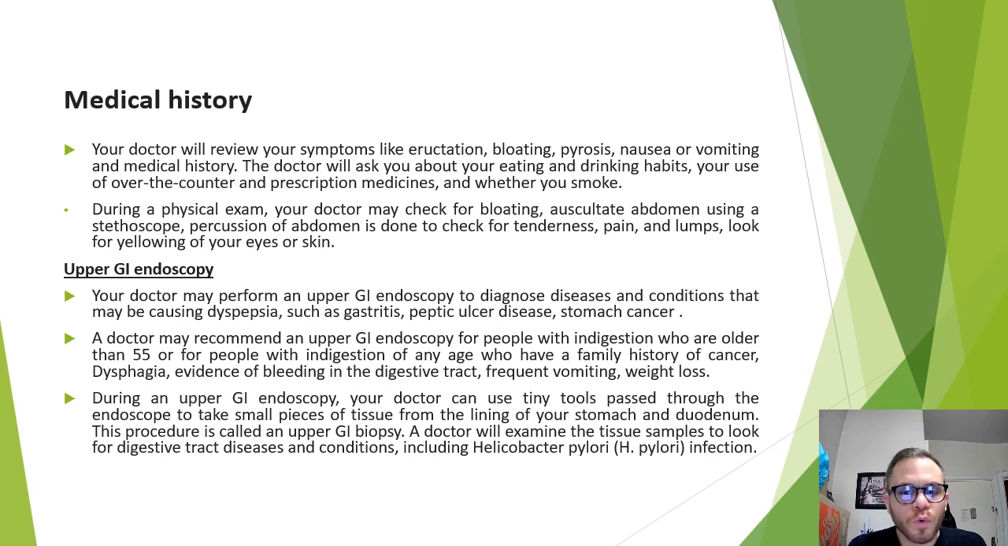frequent vomiting, or weight loss. During an upper GI endoscopy, your doctor can use tiny tools passed through the endoscope to take small pieces of tissue from the lining of your stomach and duodenum. This procedure is called an upper GI biopsy, and your doctor will examine the tissue samples to look for digestive tract diseases and conditions, including Helicobacter pylori, H. pylori infection.